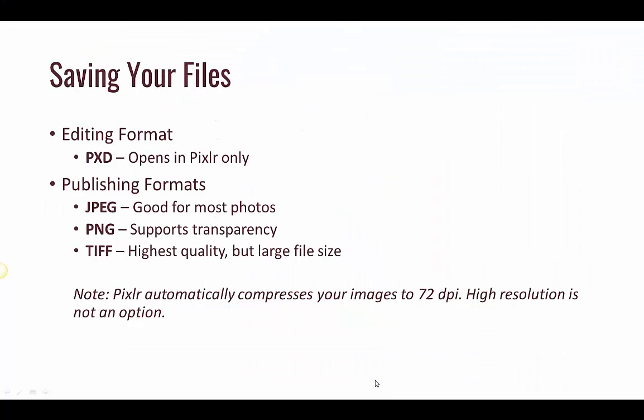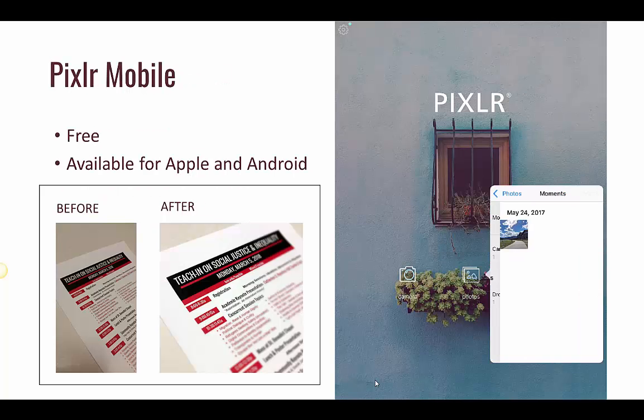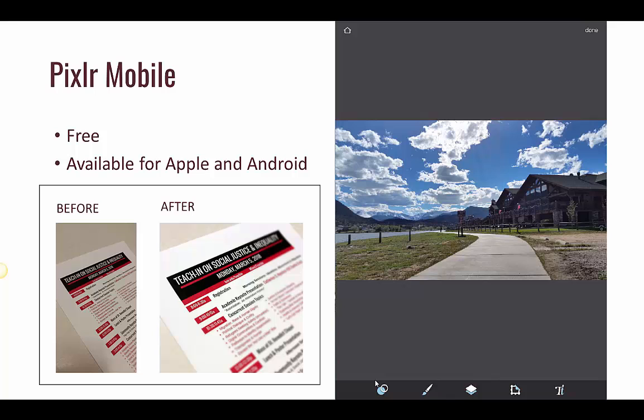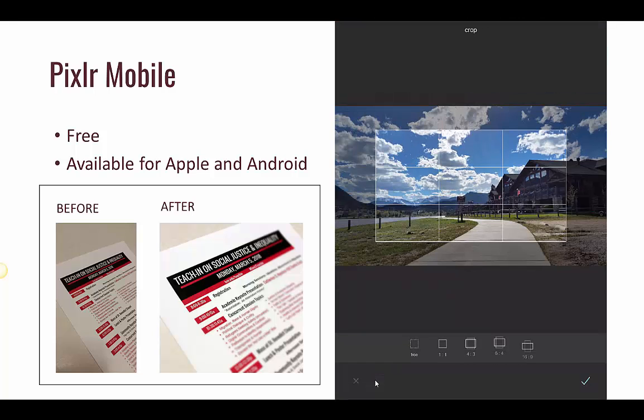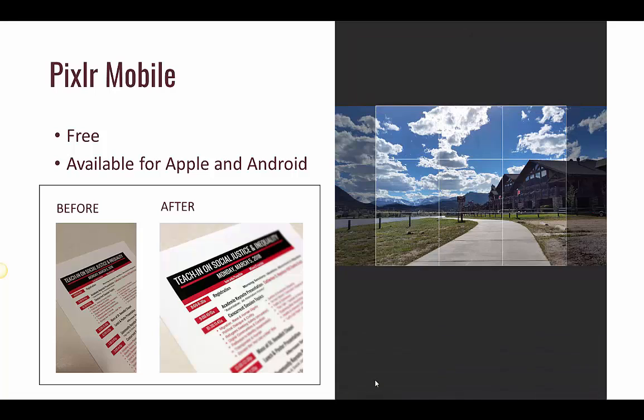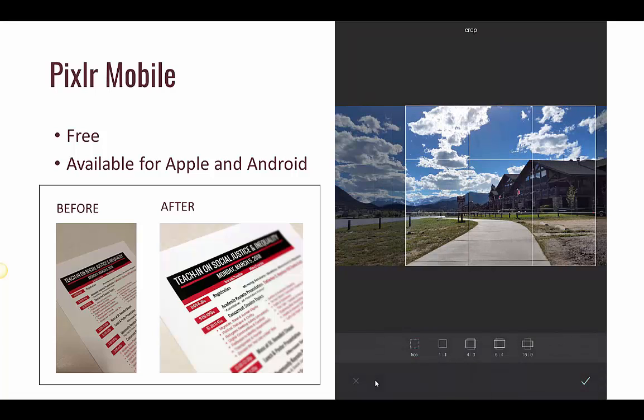And again, here's a summary of those saving options. Note that Pixlr automatically compresses your images to 72 dpi. Pixlr also has a mobile app for Android and Apple devices. This video shows me using the app. My experience with it has been very positive.